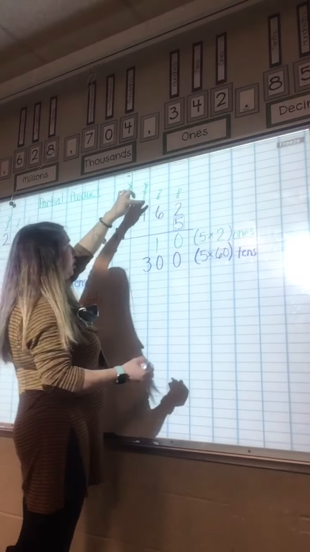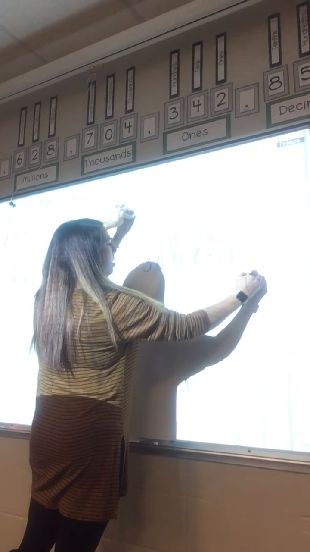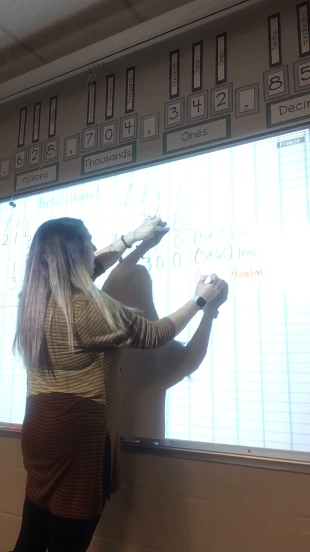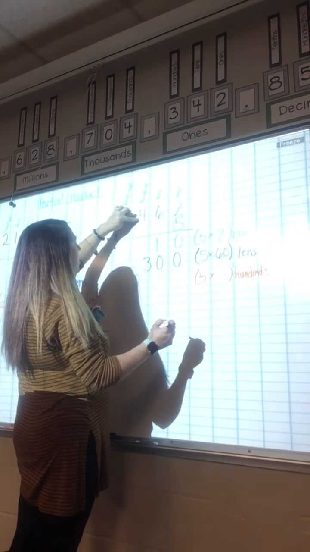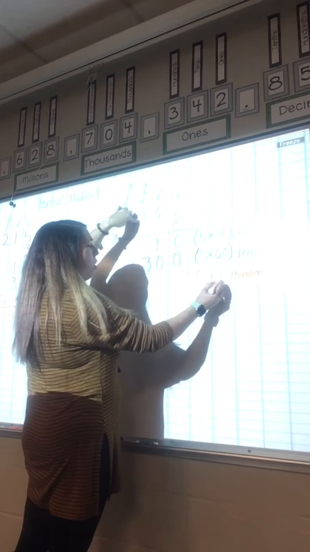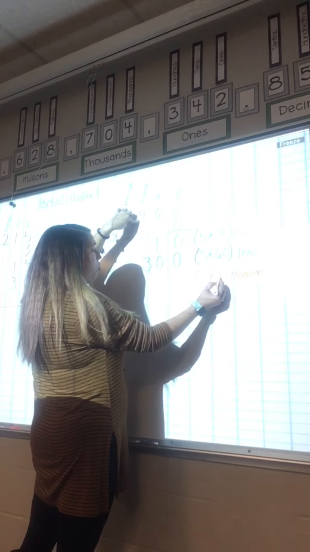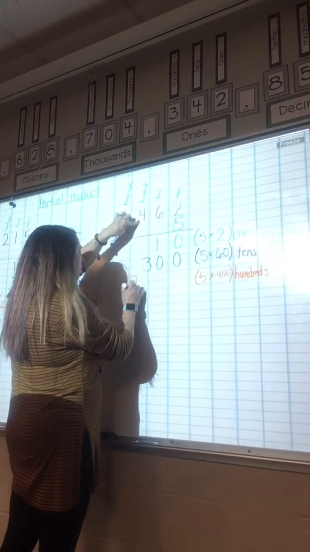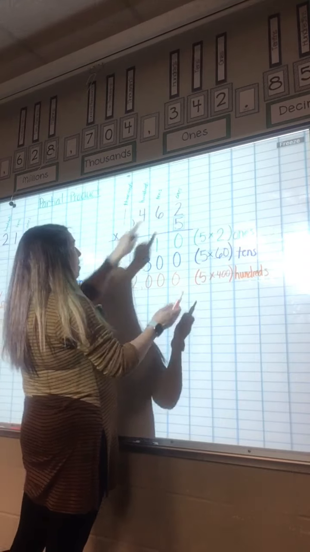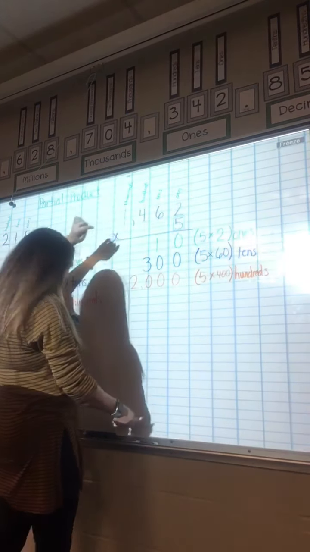You notice I kind of like to change up my colors, so now I'm going to do hundreds. Okay. So I'm going to go 5 times the number that's in there, so 4 hundreds. Okay, so it's a 4 with 2 zeros to make it 400. So 5 times 400. Well, I know that 5 times 4 is 20, but I have those 2 zeros, so it's 2,000. Okay. So I've done my ones, tens, hundreds. Now I need to do my thousands.